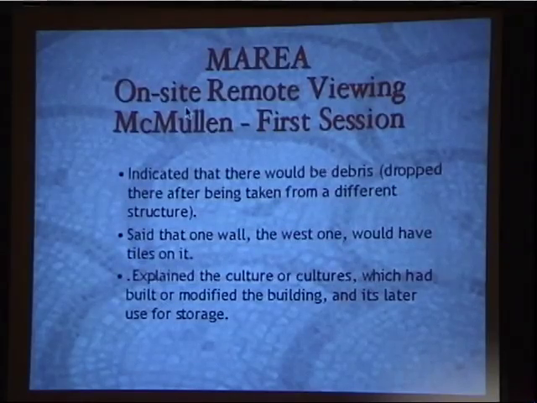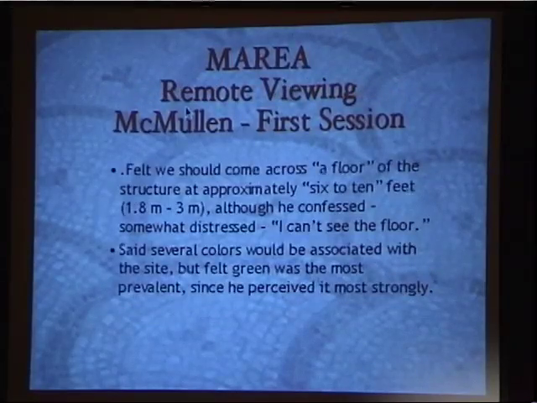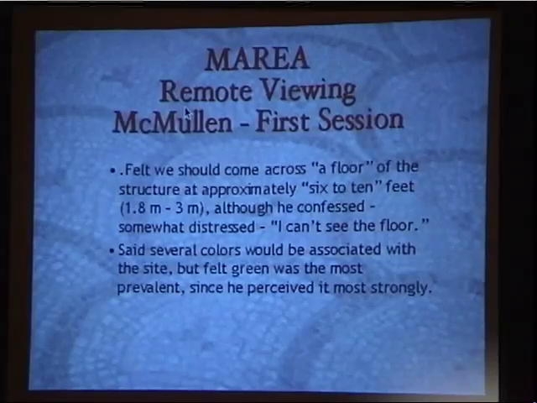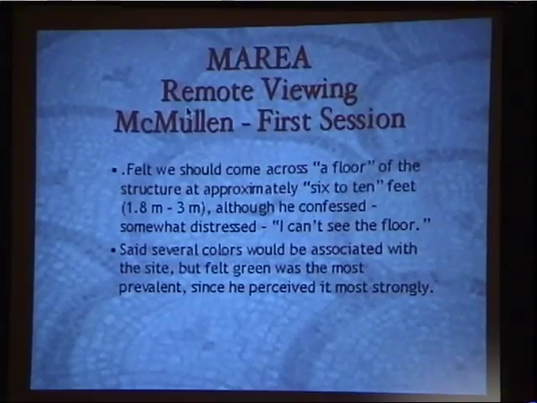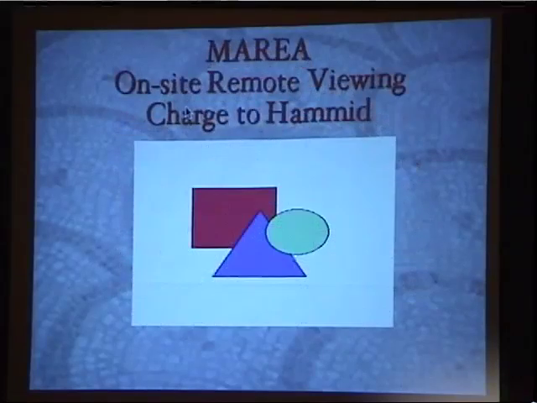And indicated there'd be debris that had been dropped after being taken from another structure, said one wall, the west one, would have tiles on it, explained the culture or cultures which had built it, and so forth, that had been used for storage. He felt we should come across the floor of the structure at about 6 to 10 feet, although he confessed, I can't see the floor. I'll come back to that in a minute. Said that green was the most strongly perceived color. Oh, great. Well, that's supposed to be a picture.